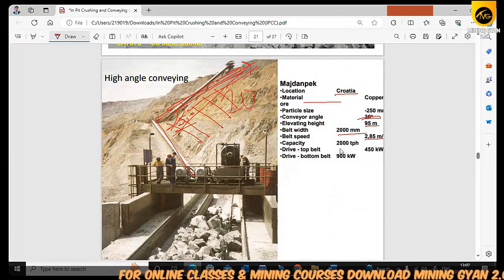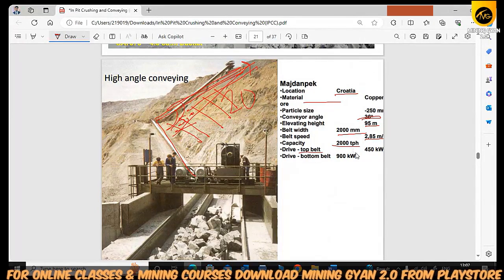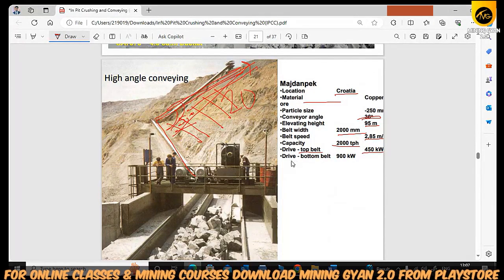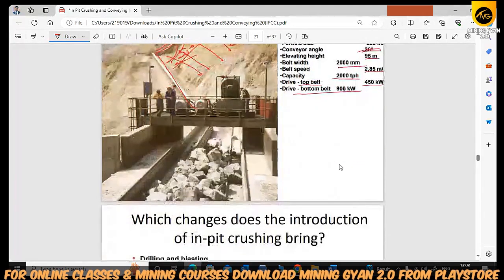And the capacity is 2000 tons per hour. The drive is a top belt drive. Power required is 450 kilowatts, and the bottom belt 900 kilowatts. In this way they are using it.